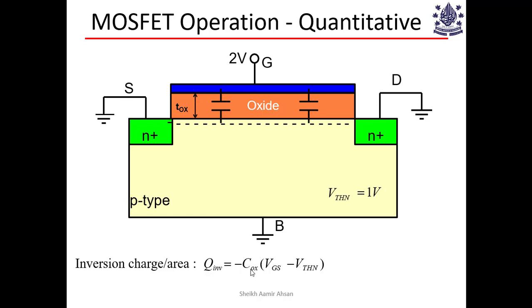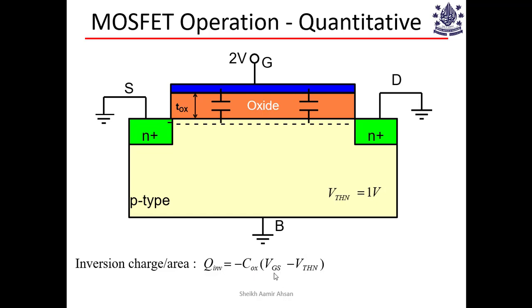What is Cox? Cox is capacitance per unit area. So the capacitance of this oxide dielectric per unit area multiplied by the voltage. Now, generally, you would have said it should be just VGS, right? Q is equal to CV.